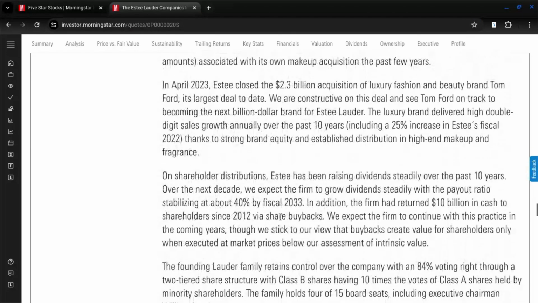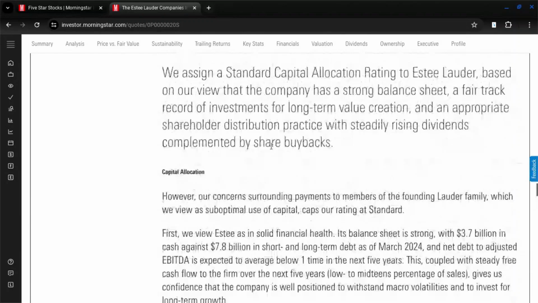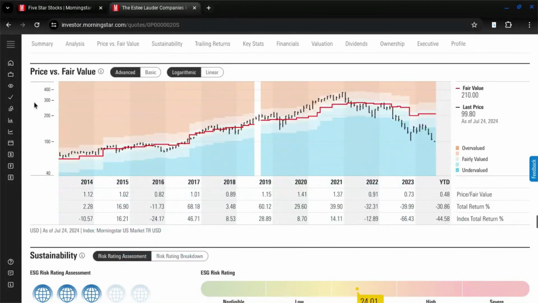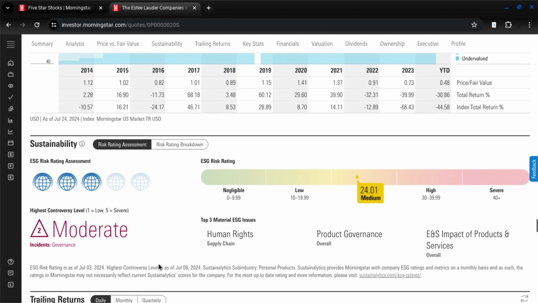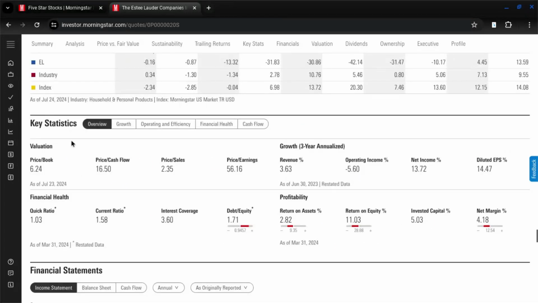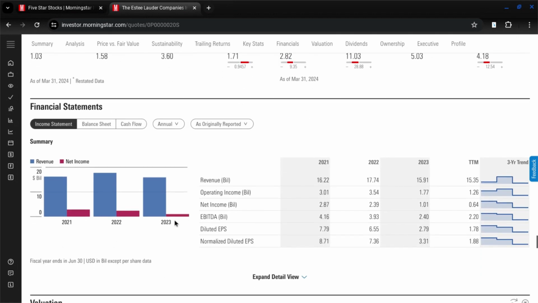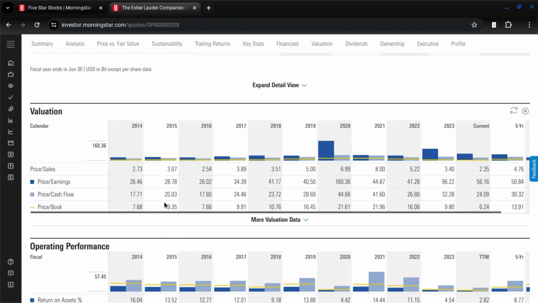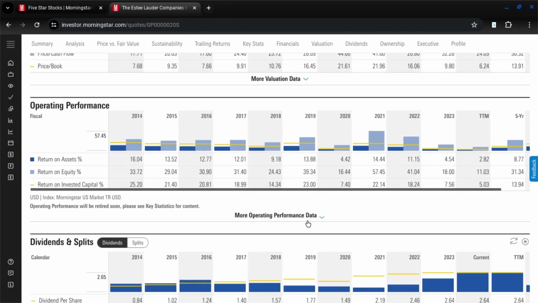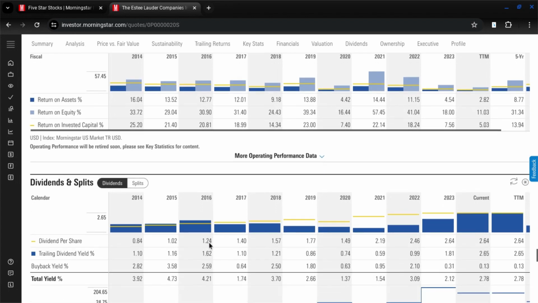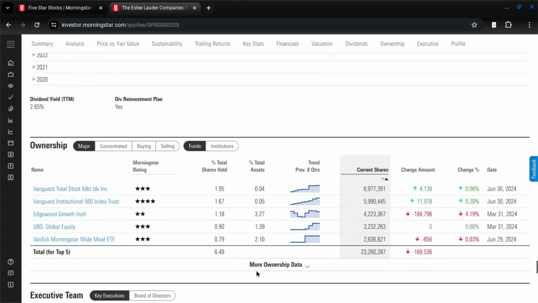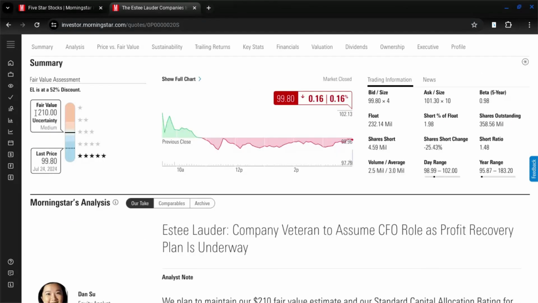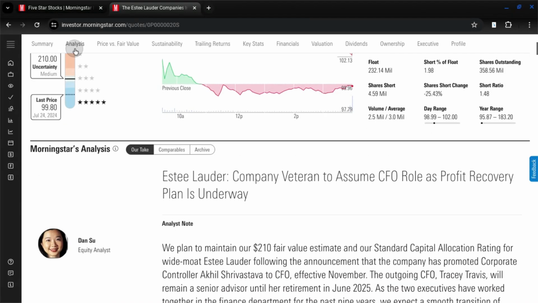This analysis section is the most important section that I use. For the rest of the page, you can see the price versus fair value chart, sustainability, trailing returns, some key statistics, financial statements, valuation, operating performance, and dividend splits. What I use the most is this fair value assessment as well as the analysis here.